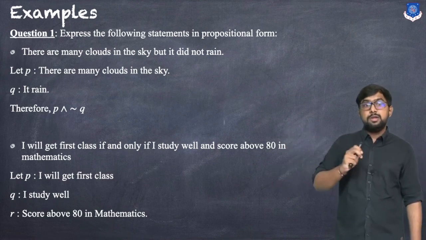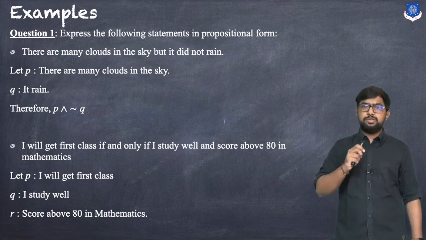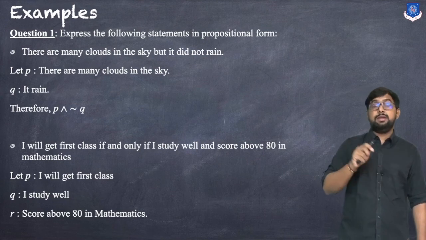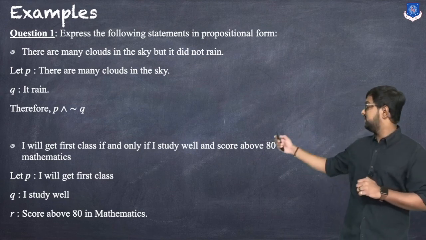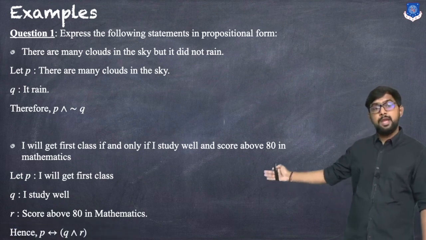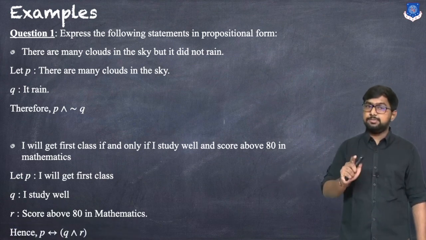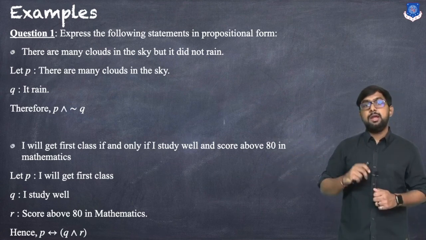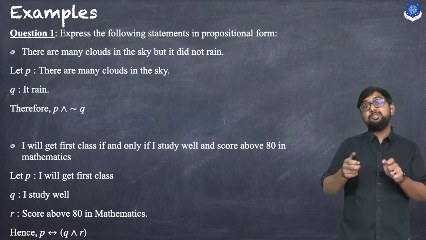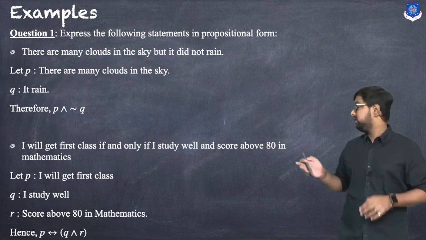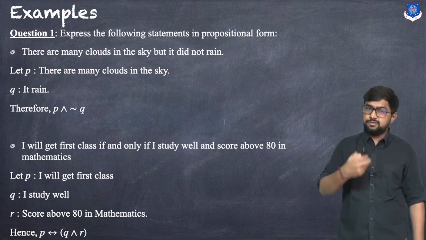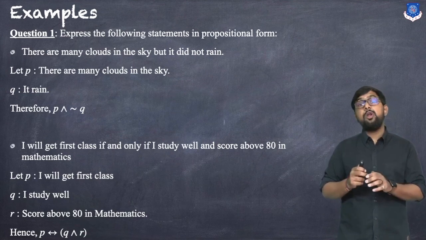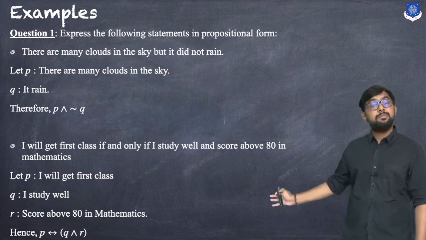Now, I will get first class if and only if, that is a proposition. Then I study well and score above 80 in mathematics is also a proposition. So what will be the propositional form? It will be like this. I will get first class, that is P. Now if and only if stands for the symbol, the double implication, and I study well and score above 80 in mathematics, so that means there is a bracket: Q and R. So again, I will get first class, if and only if, that is double implication, I study well and score above 80 in mathematics. So this will be the proposition.